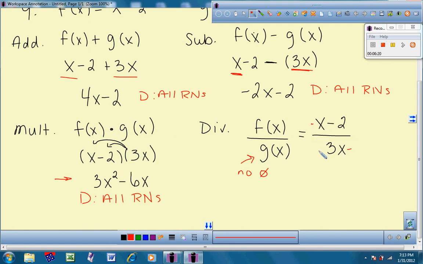However, now that we have a fraction and we know that we cannot have 0, then we're going to restrict our domain and say it is going to be all real numbers except 0. Okay? We are not going to include 0. If I was to plug 0 in for x, we would find that 3 times 0 is 0, and that is not allowed in the denominator.